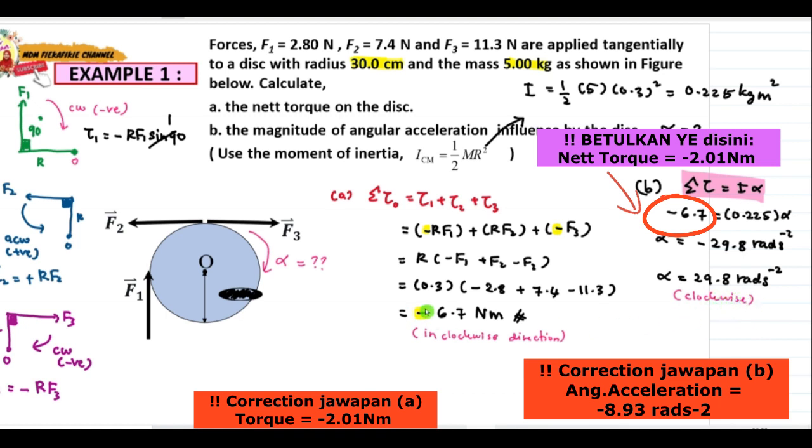If you get a positive total torque, it means that the rotation is in anti-clockwise direction. Earlier we got negative, so we know that the direction of the disc is in clockwise direction. Okay, so we finish example number 1. So let's proceed to the second example.